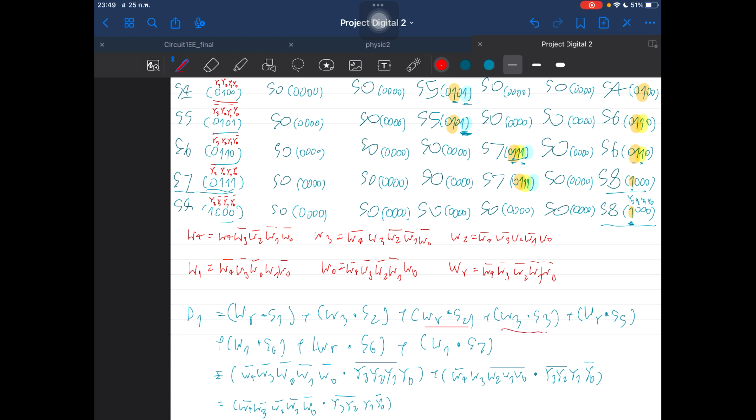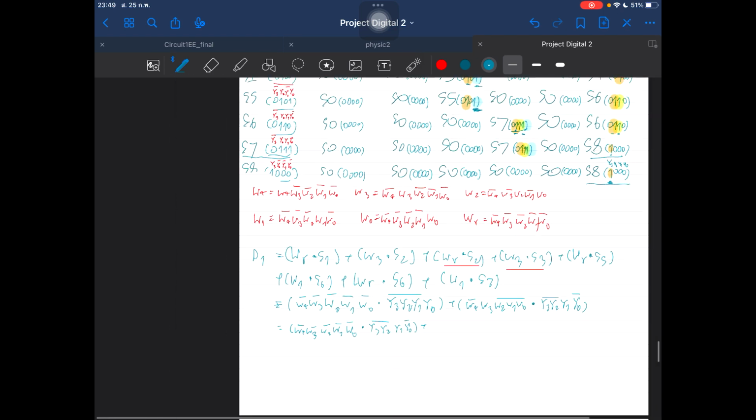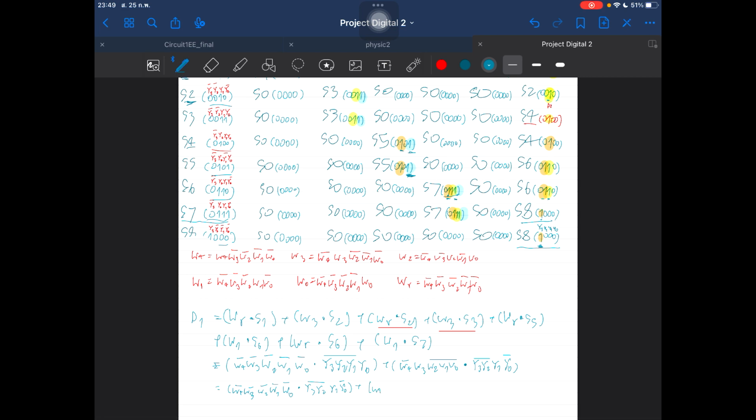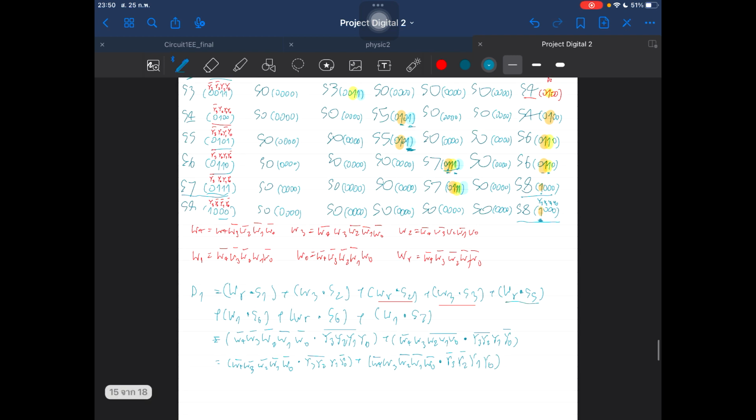Okay, the next line is W3 and S3. W3 is... and with state 3 is Y3 that... Y0. Go to the next equation.